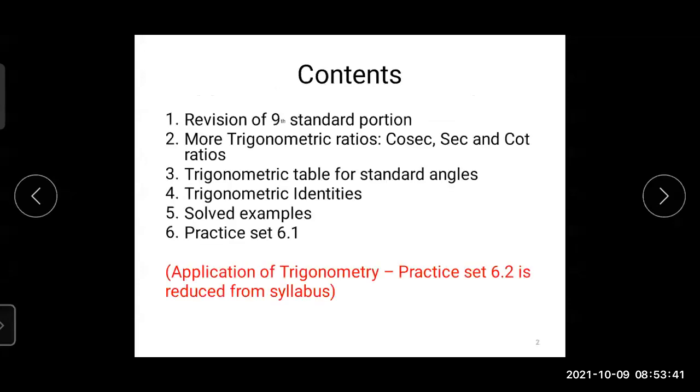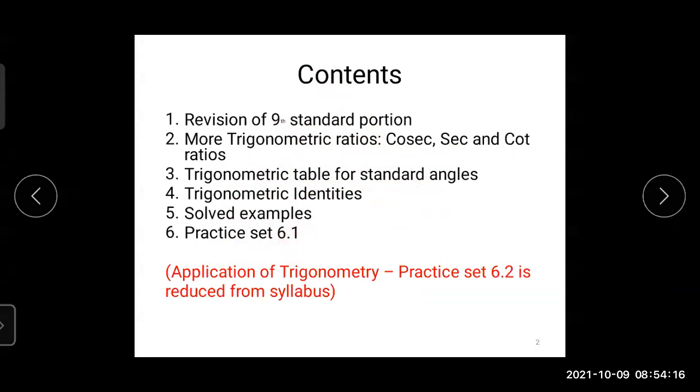Now in this chapter, what we are going to study: revision of the 9th standard portion, then more trigonometric ratios. You might have studied sine, cos and tan. In this we are going to study cosec, sec and cot ratios. We are also going to study the trigonometric table for standard angles. Then trigonometric identities are there. We will see some solved examples and also practice 6.1, but we will see this later on.